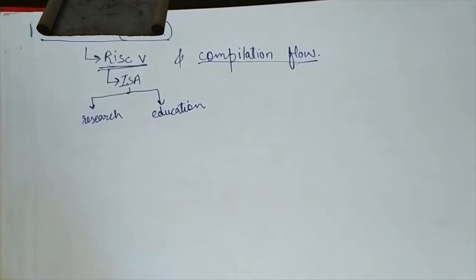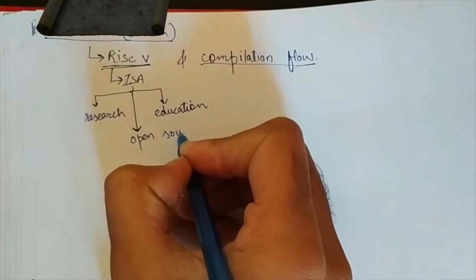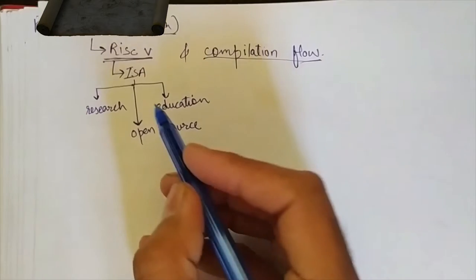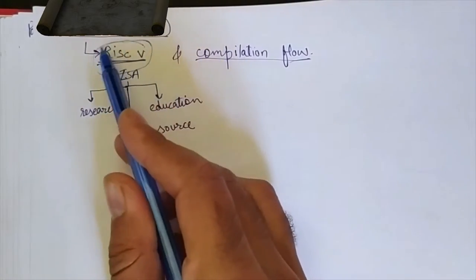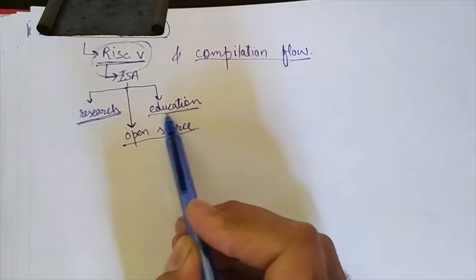And this ISA has one important feature, and that is that this ISA is open source. Most of the instruction set architectures which are in the market, for which the hardware has been developed, for example x86 or ARM, almost all ISAs that are available in the market are proprietary ISAs. That means they belong to some particular company, so you cannot develop your own hardware for that particular ISA. You have to take permission from the owner of that ISA, and then only you can use it. However, at UC Berkeley, RISC-V was developed with the main aim of having it open source so that it can be extensively used in research and education.